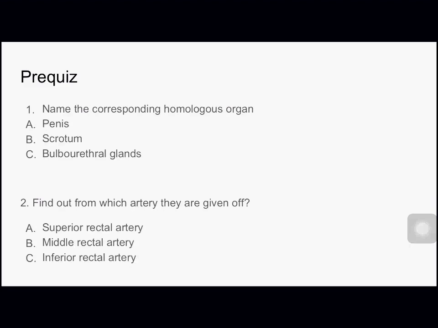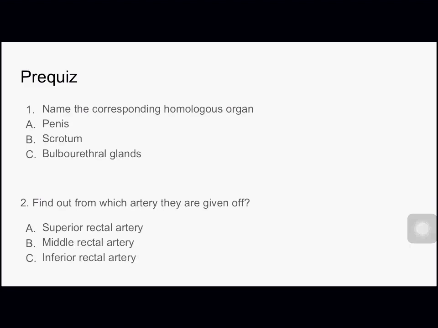What is the homologous organ for bulbourethral glands? Does anyone of you know? Yeah, Cowper's gland is another name for bulbourethral glands. In females, we call it Bartholin's glands or the greater vestibular glands. Okay, fine. Now let us move on to the next question.